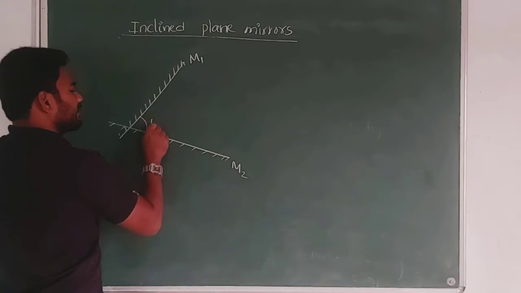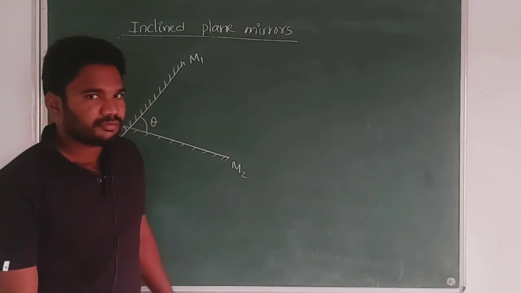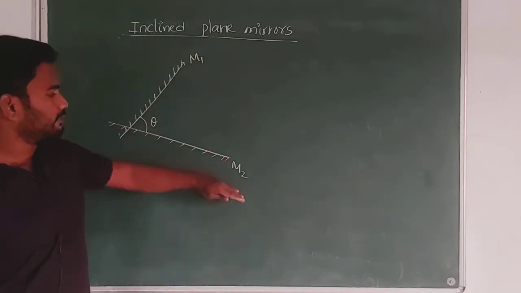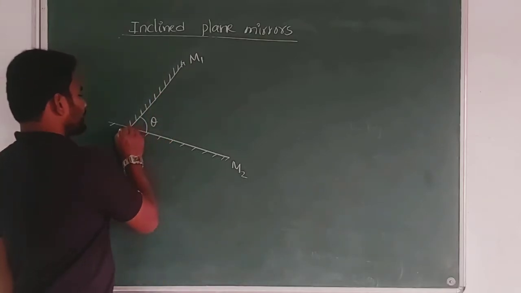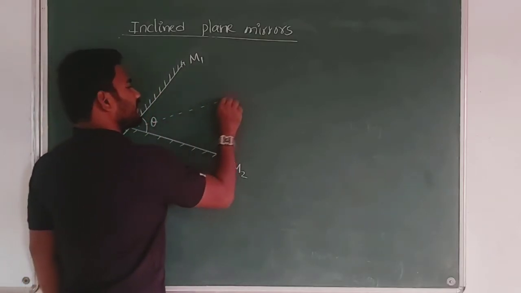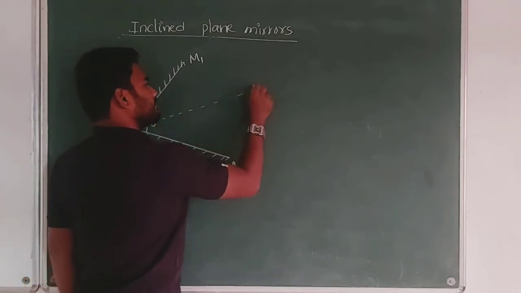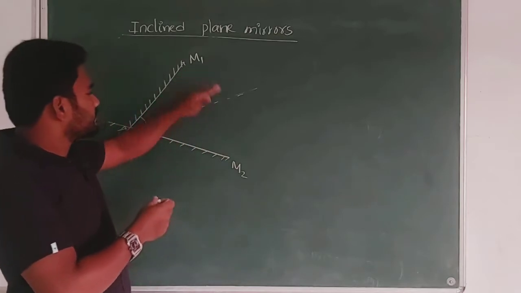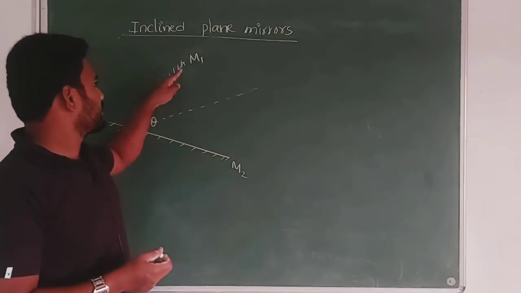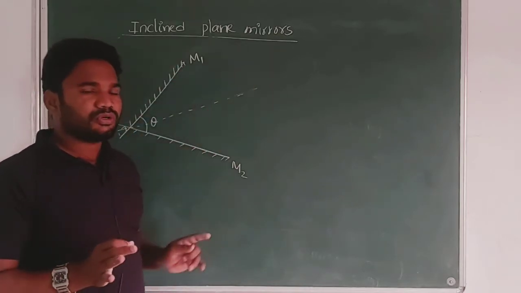Let me consider the inclination between them is theta. Are you getting my point? So this is the M1 mirror, the M2 mirror, and the angle between them is theta. First, let me draw one angular bisector for that. Where are we going to place the object? Anywhere you can place the object in this gap, students. Anywhere you can pick.